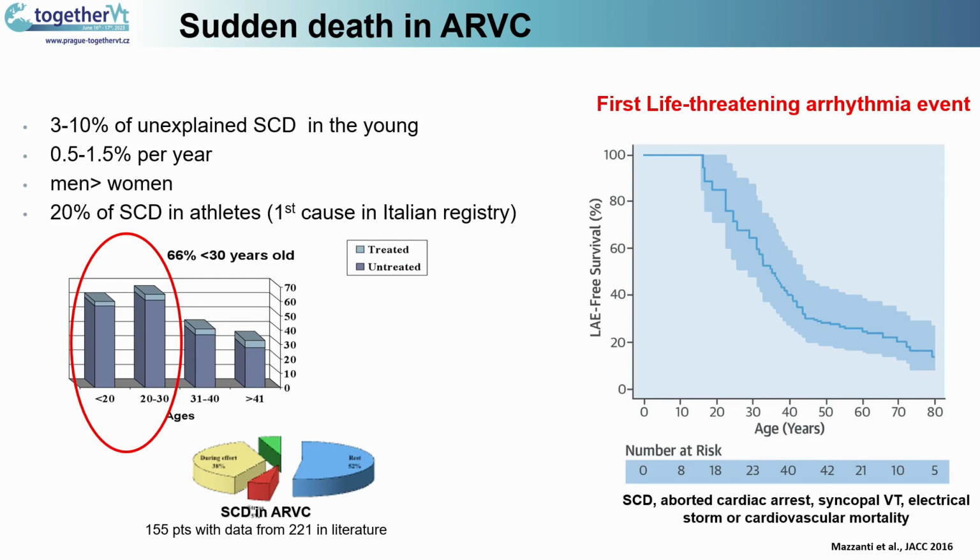This is the main cause of death in young ARVC patients, especially in athletes. And we know that sudden cardiac death and malignant ventricular arrhythmia predominantly occur between 20 to 40 years of age. And as you see in this curve, the risk drops after 40 years. And these sudden cardiac deaths are not always exercise related.